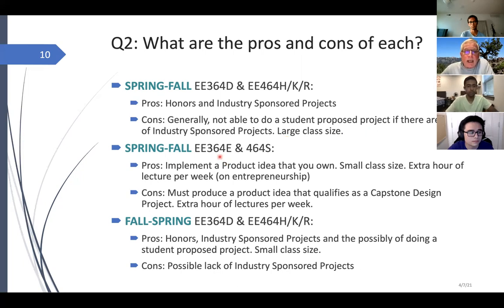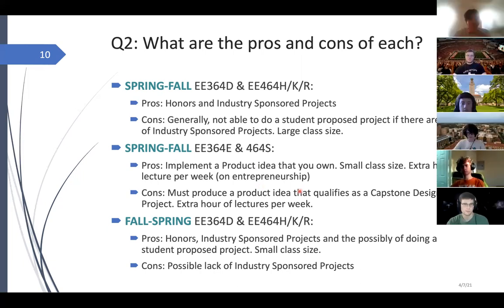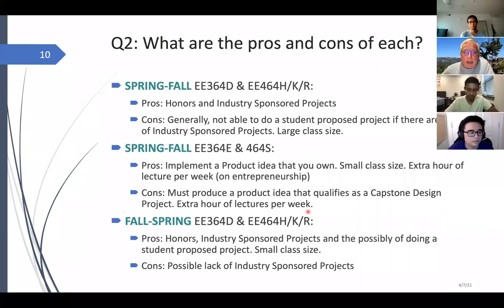For 364E, the pros are you'll implement a product idea that you own. Very small class size. One of the pros is you get an extra hour lecture per week on entrepreneurship. The cons are you get an extra hour of lectures per week. Okay, so this is kind of like an honors class. So besides the regular 3 semester hour lectures that you would get, say in 364D, you'll get an extra hour where I bring in folks from outside or myself. We'll go through and talk about what it takes to start a company.